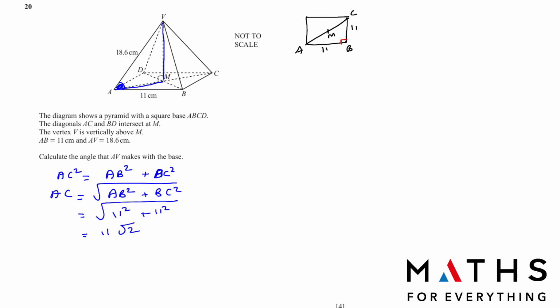Leave it like that for now. But we want AM. AM is half of AC. So we divide it by 2. Now you can put this in the calculator to see what we get.